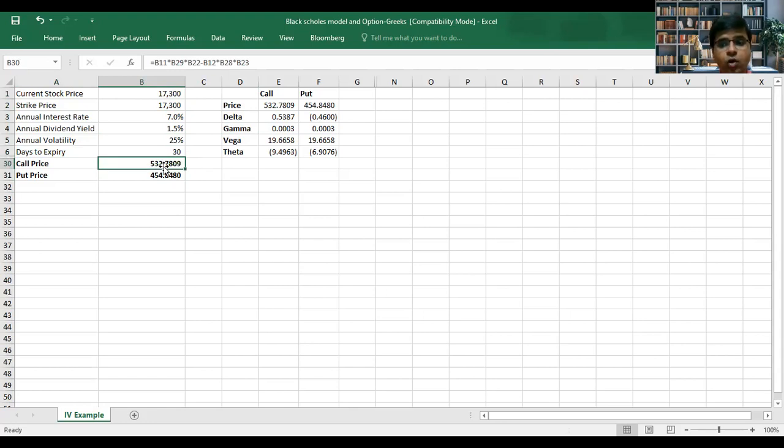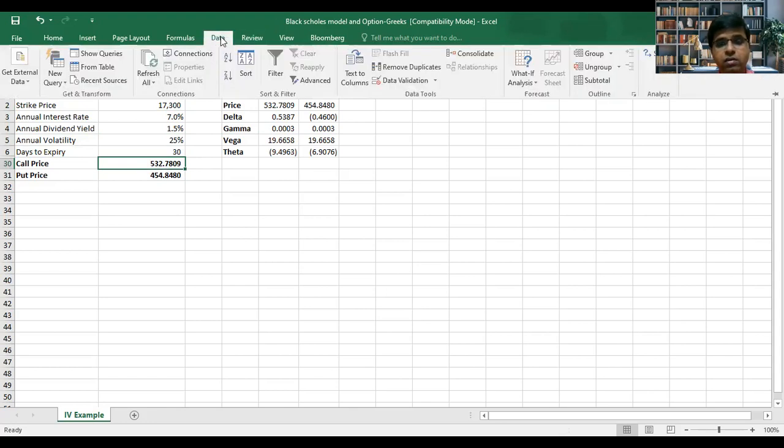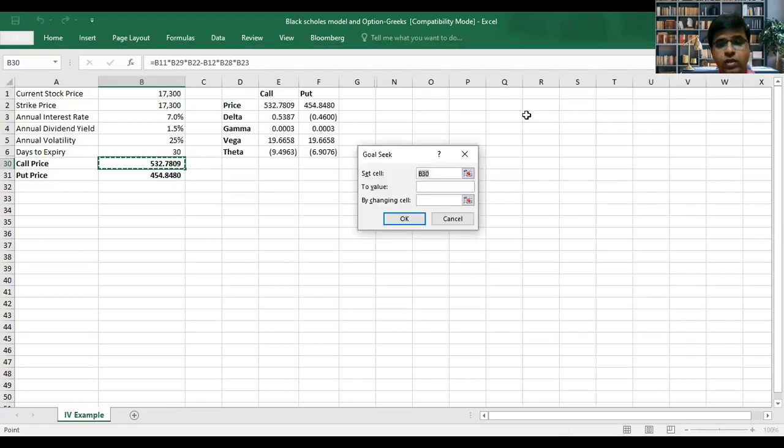Now, if somebody wants to know what the IV would be in case the call price becomes 400, assuming that the other option Greeks are constant, there is a feature in Excel under the Data option, What-If Analysis, Goal Seek. We can use this and calculate manually what the IV or the Vega would be in case the option price becomes this value.